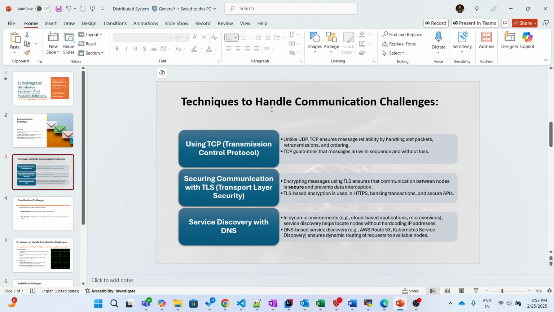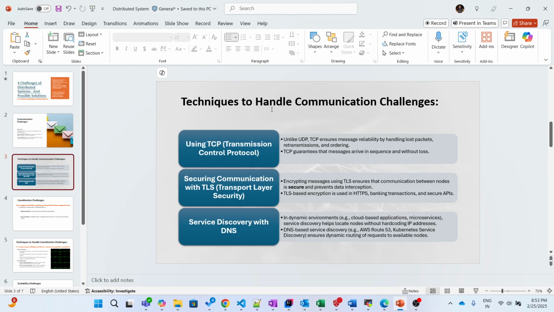So how do we secure the communication? Using TLS, Transport Layer Security. Encrypting messages using TLS ensures that communication between the two nodes is secure and prevents data loss or data interception. TCP based transmission is used in HTTP. TLS based encryption is used in HTTPS, for packet transmission and security.